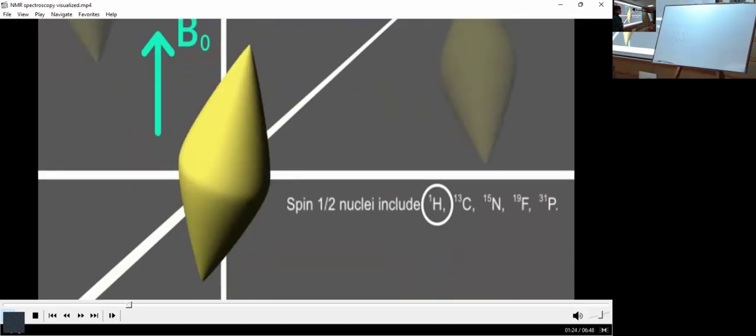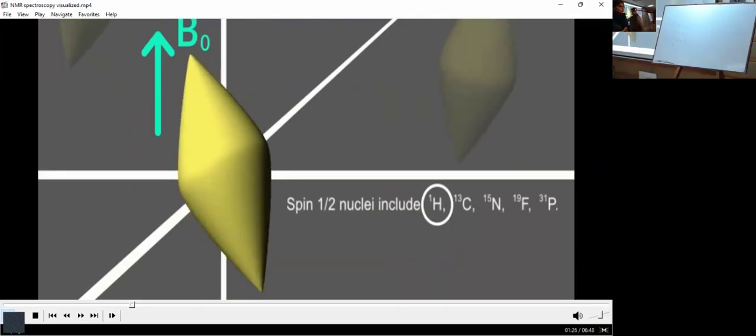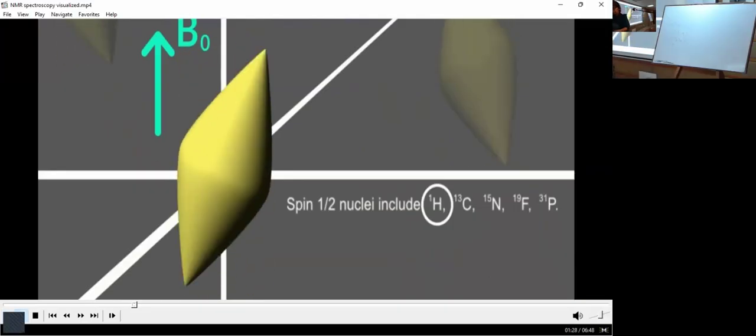These include the following atomic isotopes. Okay, the hydrogen nucleus, usually. You don't want to explain?